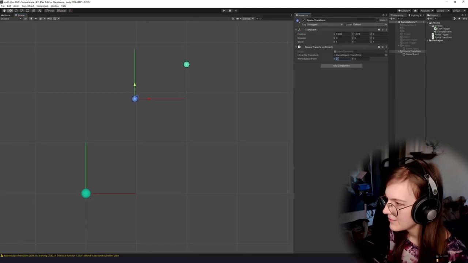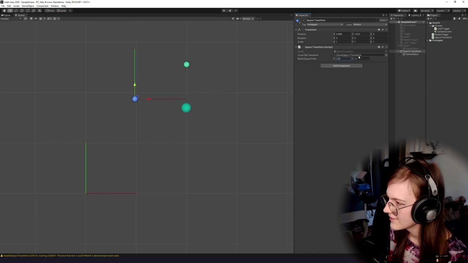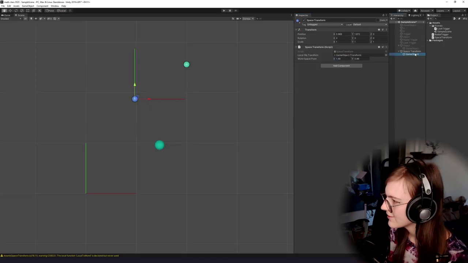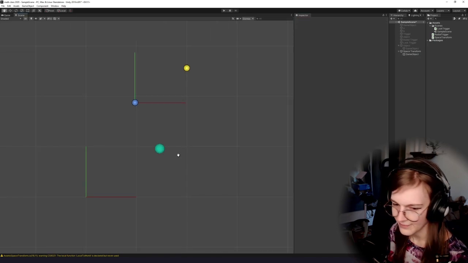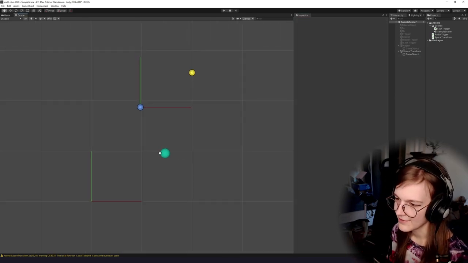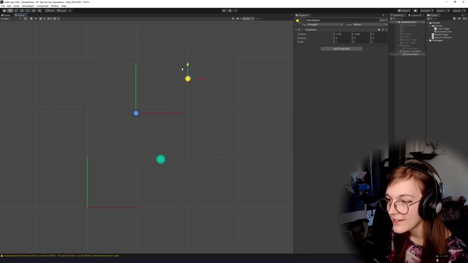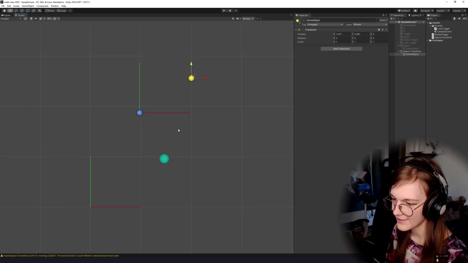So now we define coordinates for our world space point. That's this big cyan thing. Maybe we should use a different color for the local space object. It's going to be yellow. Okay, so now our goal is to place this yellow dot here using local space coordinates.